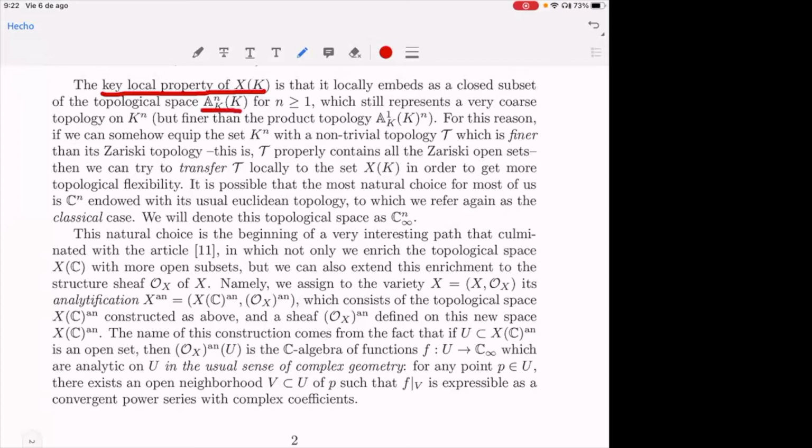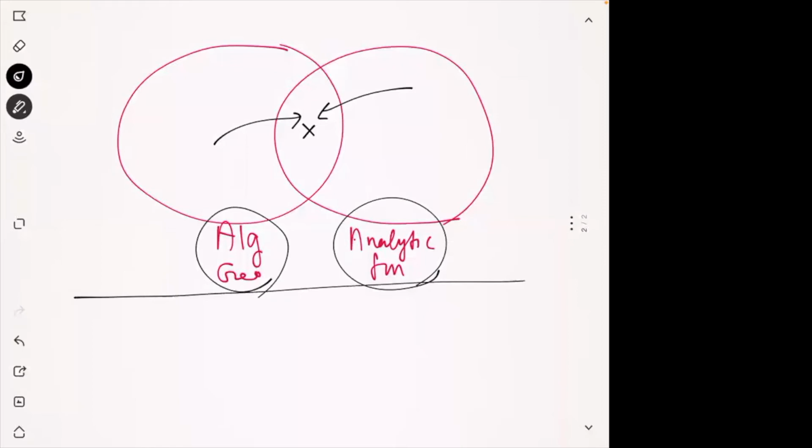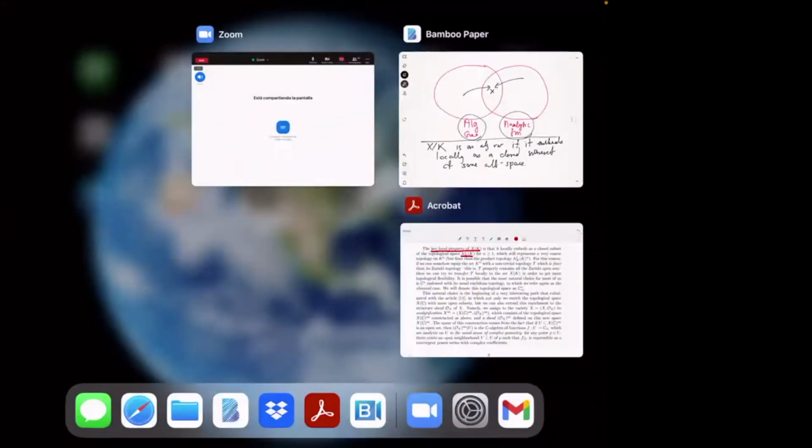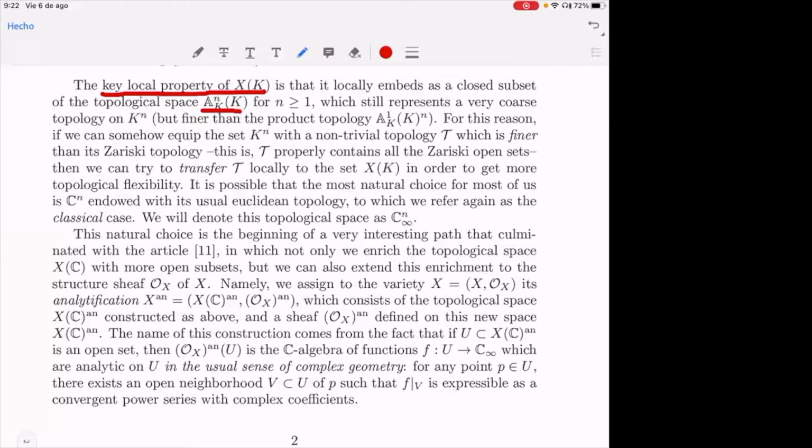So this is the defining property of an algebraic variety. X over K is an algebraic variety if it embeds locally as a closed subset of some affine space. So you have here this defining property, but the Zariski topology on the closed points of the affine space is also very coarse. It's a Zariski topology, but somehow we have here another topology to compare it, right?